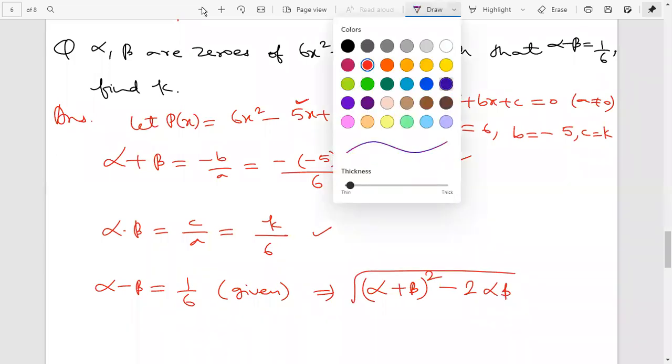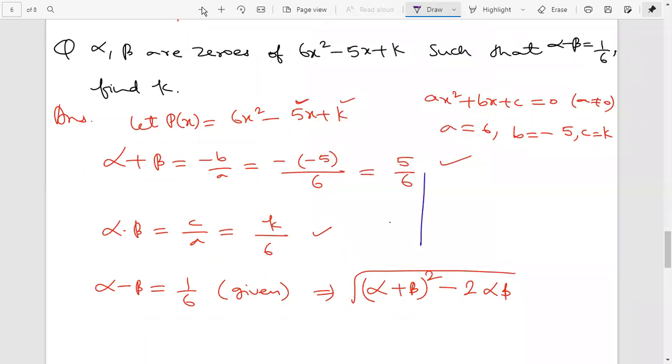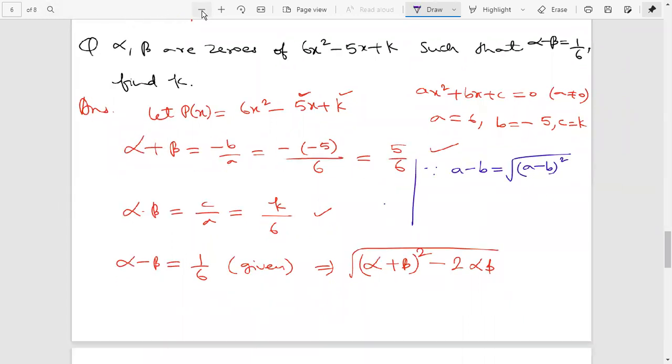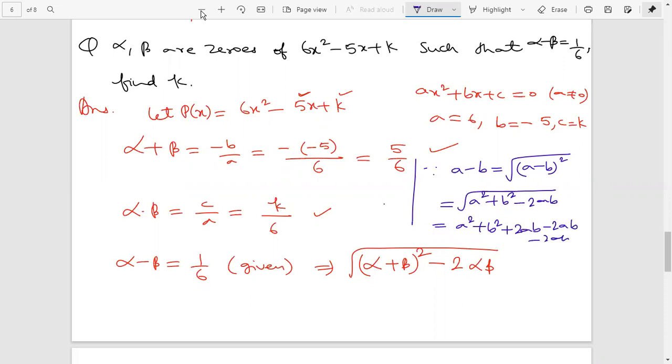Let me explain why. One small basic concept we know: a minus b is equal to the root of a minus b whole square. This will become a square plus b square minus 2ab. So this can be written as a square plus b square, where we add 2ab and also subtract 2ab. Add 2ab positive and then subtract also.